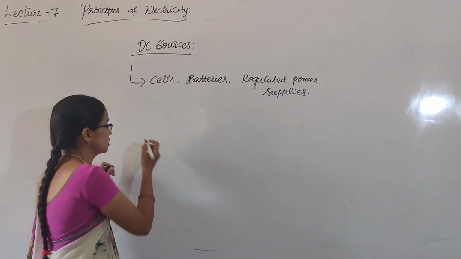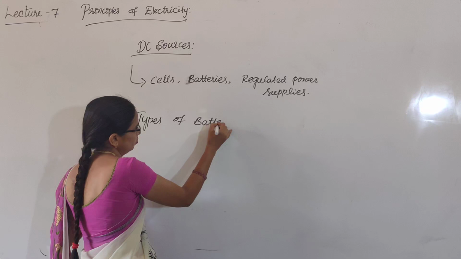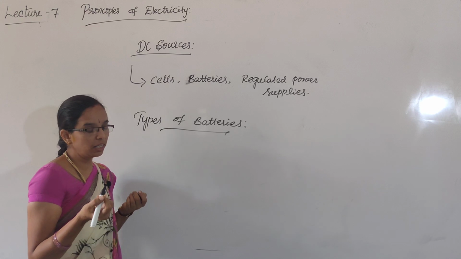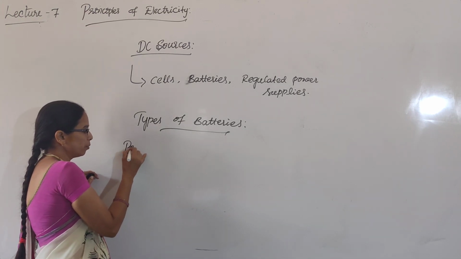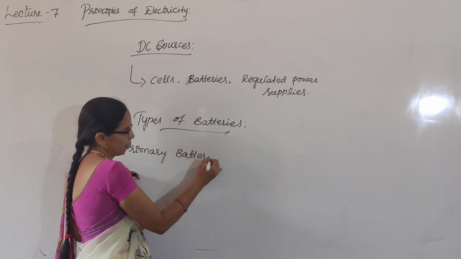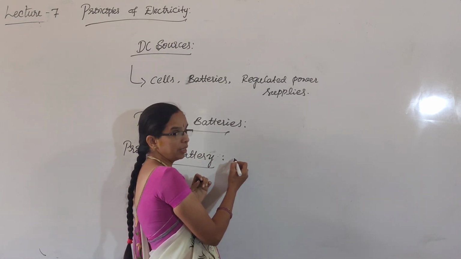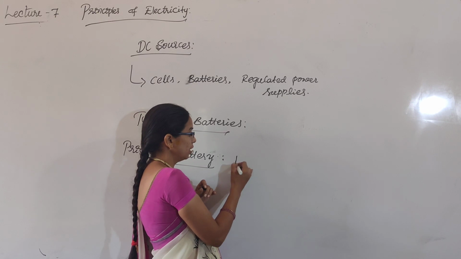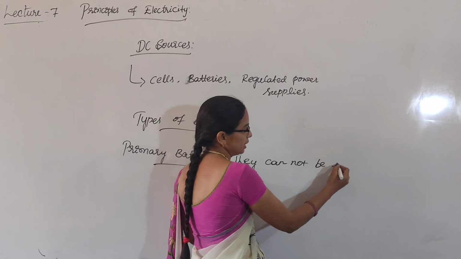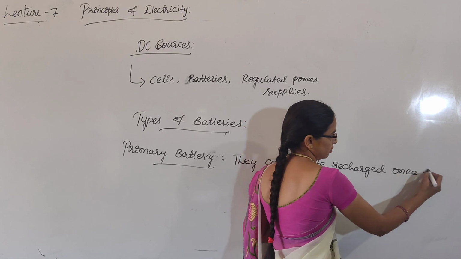Now the types of batteries. There are types of cells also, as you might have studied in high school. Types of batteries: there are primary batteries. A primary battery is one which cannot be recharged. Sorry, they cannot be recharged once exhausted.